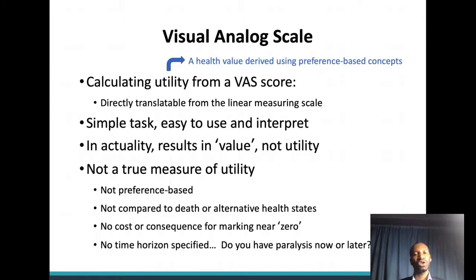So it's not a true measure of utility because it is not preference-based, and it's not compared to death or alternative health states. So there's no trade-off that's being made here. There's no cost or consequences for making a rating near zero, and there's no time horizon that is specified. For instance, do you have paralysis now or later? The concept of risk is not involved here either.